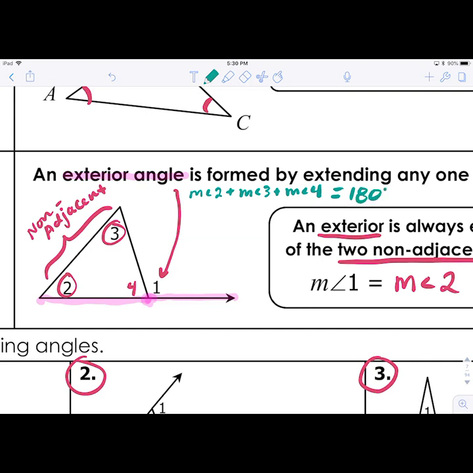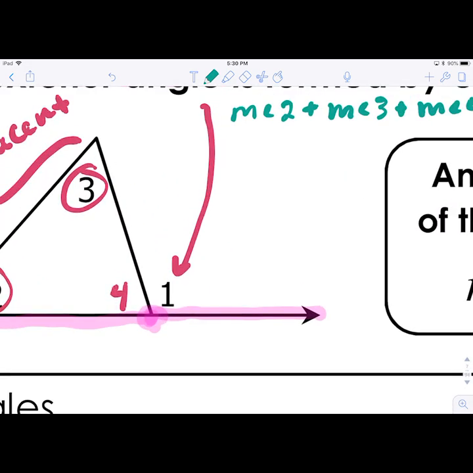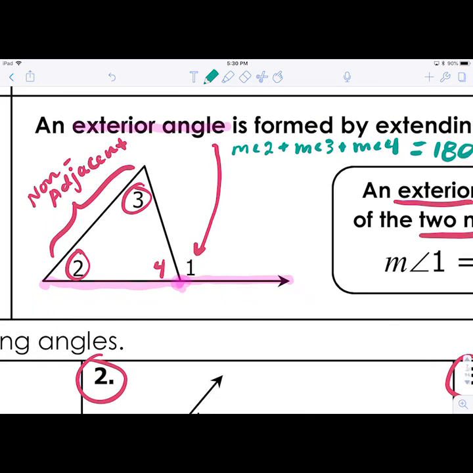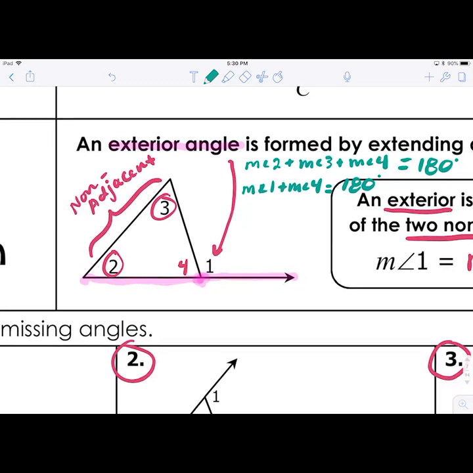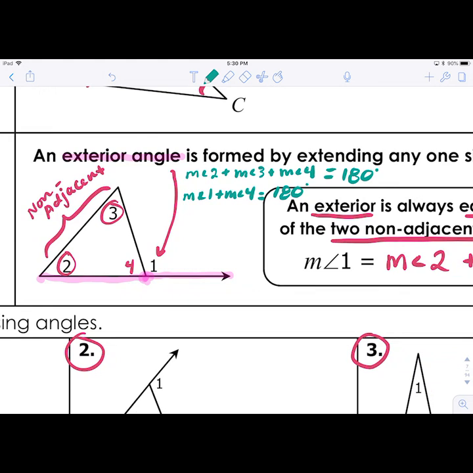We also know, if you look at 1 and 4, what relationship are they in? They're in a linear pair relationship, and we know that linear pairs are supplementary and adjacent angles. Now, what do we notice here? We have two expressions that both equal 180 degrees. So what could I do? I could substitute one of these expressions for another.